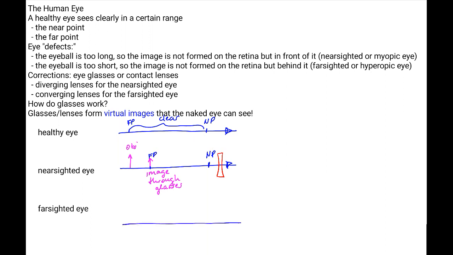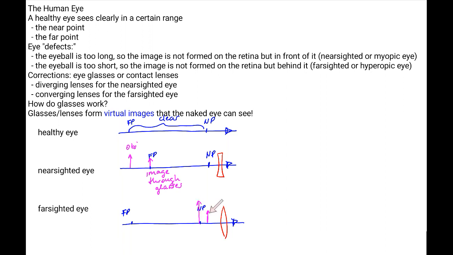Okay, let's look at the farsighted eye. So here we have a farsighted eye, and the farsighted eye can see just fine far away. So here is the far point, but the near point is somewhere there. So if we place an object here where the other people could see it, this farsighted eye cannot see it clearly. So then we have to give this person converging lenses, and what these converging lenses will do is place a virtual image where the naked eye could see it.